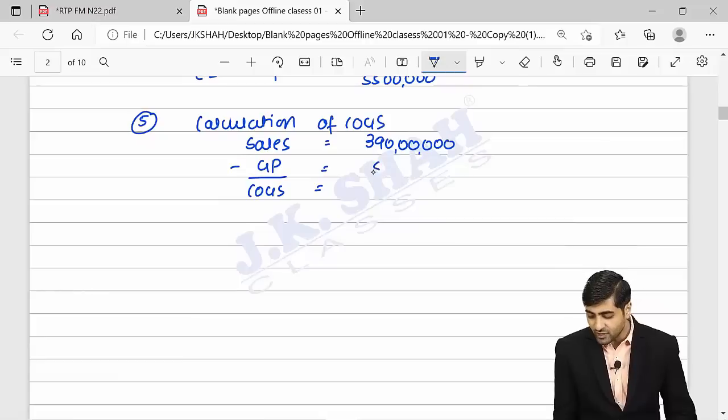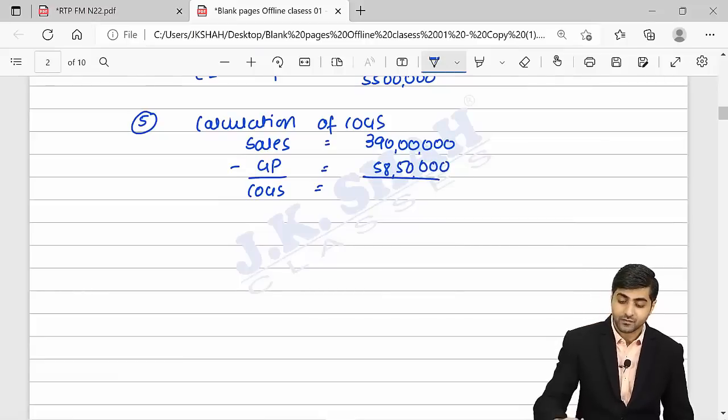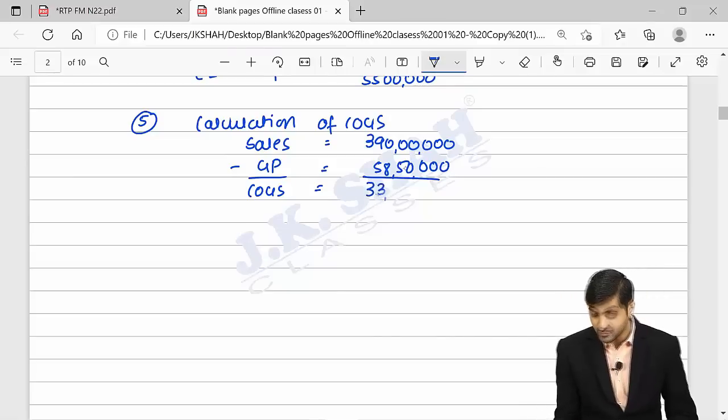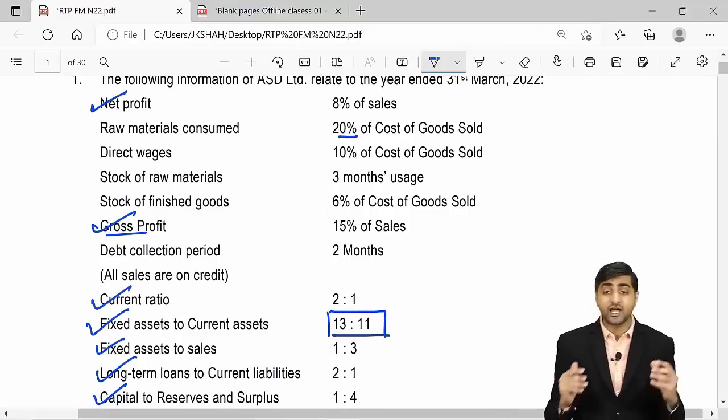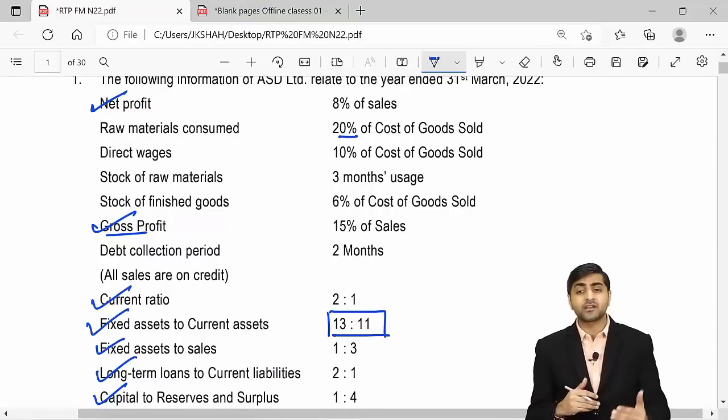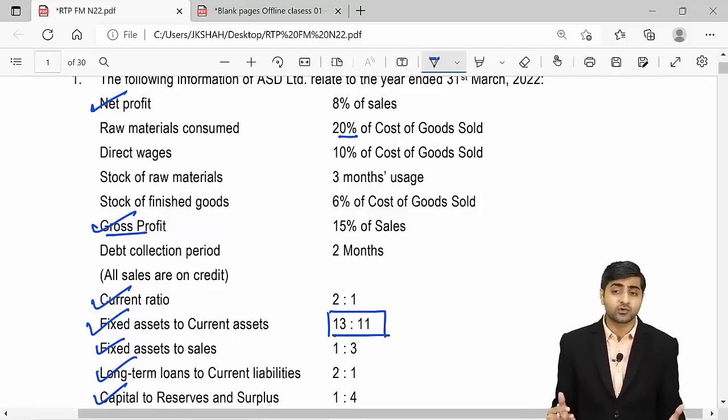So from 3 crore 90 lakhs, if I subtract 58 lakh 50,000, I'll be getting 3 crore 31 lakhs and 50,000 rupees. So that's my COGS. Now this COGS will eventually help me to calculate raw material consumed, direct wages and all those other things.